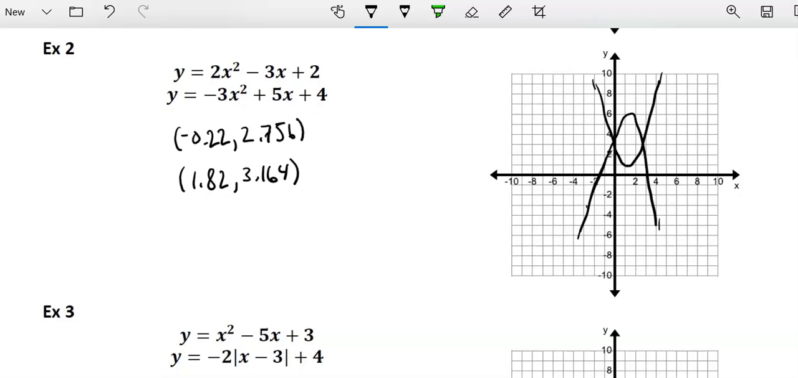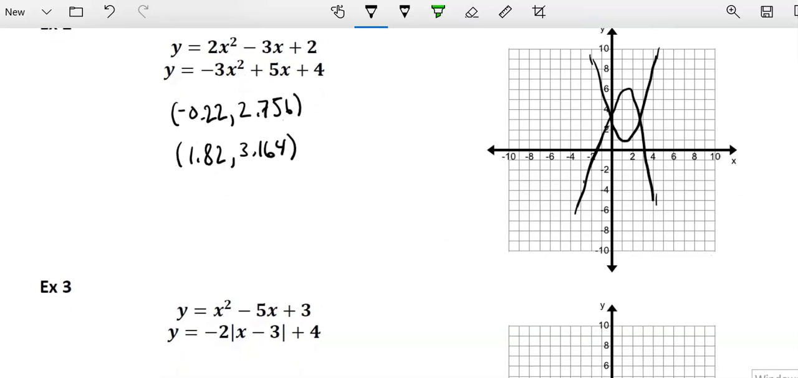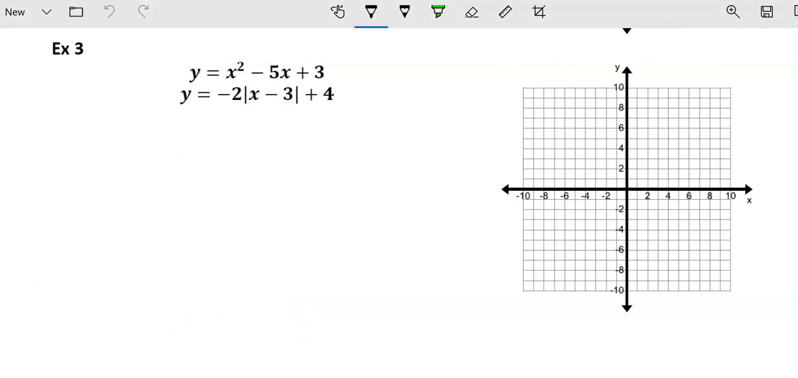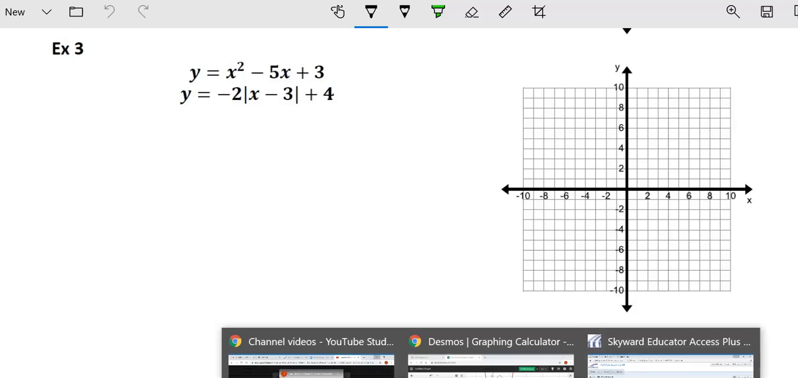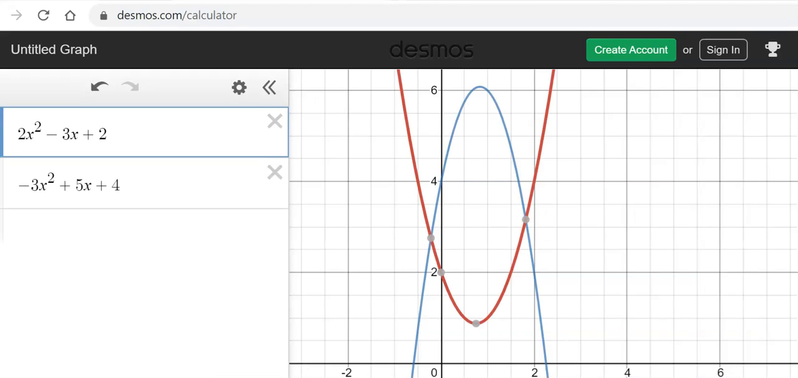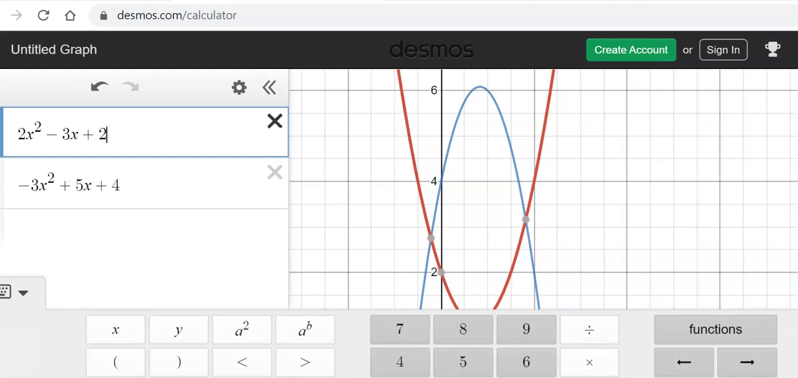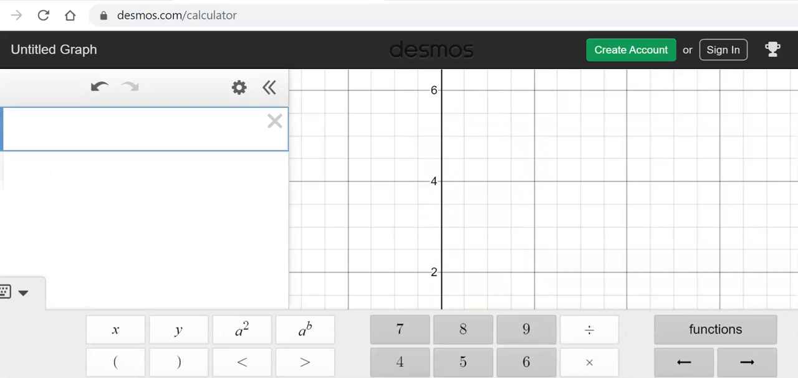All right, let's go on to example 3. Example 3 is a little bit different because now we're going to have an absolute value equation, and I'm going to show you how to do that again on Desmos. I sort of like using Desmos because it's faster. So we can use the x to clear these out, so we can write in new equations.